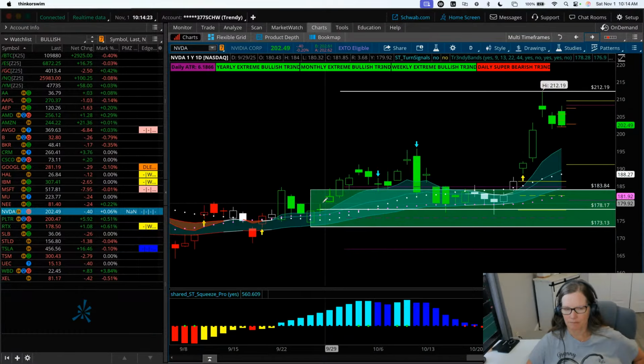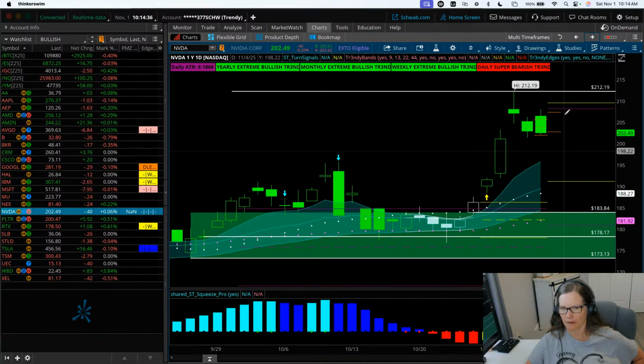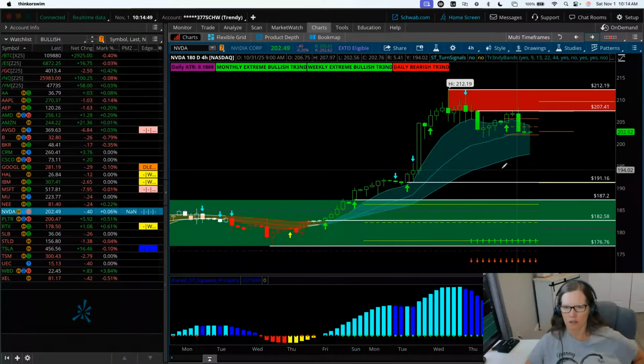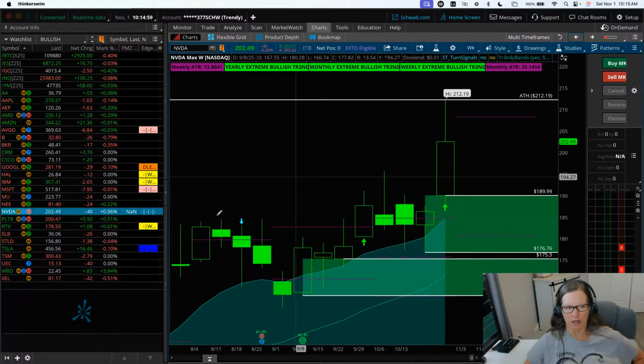Daily. Yeah. Boy, it'd be quite the pullback. They do have earnings relatively soon. Got a couple of weeks, just over 2 weeks, about 18 days from today. 4 hour. Here's your lower weekly edge down at about 191. NVIDIA is going to have to be a day trading option for me.